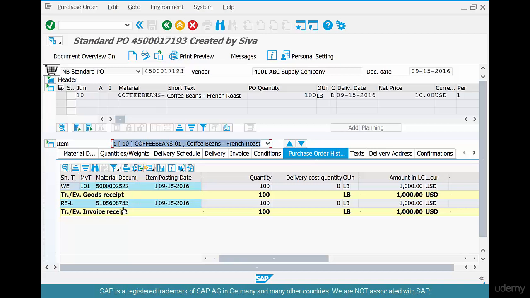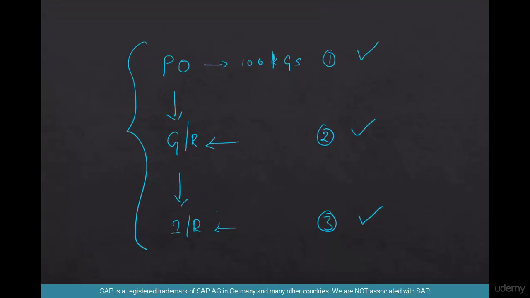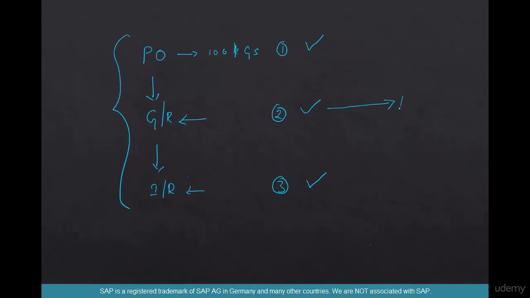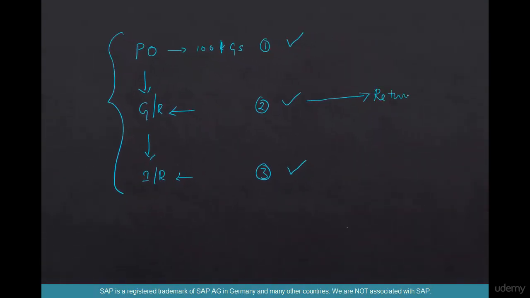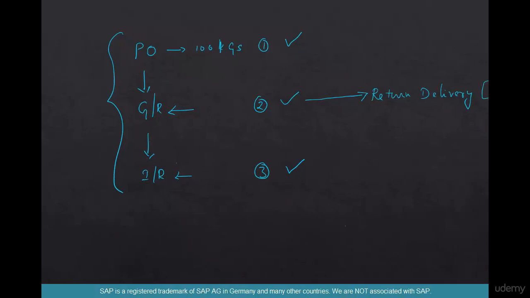The transaction is complete. Now, remember, the goal of this chapter is to do the return. And how do we do the return? Returns, typically inventory-based returns, are done with reference to the GR. So with reference to the GR, you create a return delivery. And where do you do it? In MyGo.